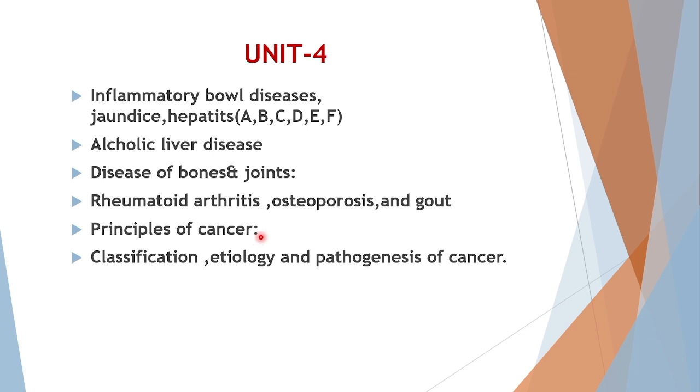Next, principles of cancer. What is the principle involved in cancer? Cancer is a chronic disorder in which irregular or continuous growth of the cells occurs. Classification of cancer. How many types of cancer? That is carcinoma, sarcoma, leukemia, lymphoma, and myeloma. These are the different types of cancer. What is the etiology and pathogenesis of cancer to be discussed in unit 4. These are the topics to be covered under unit 4.